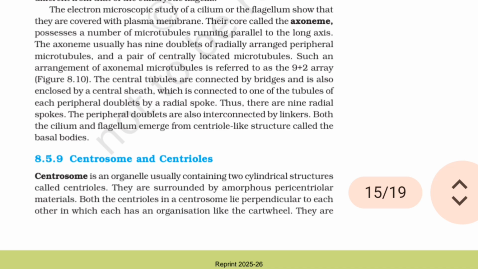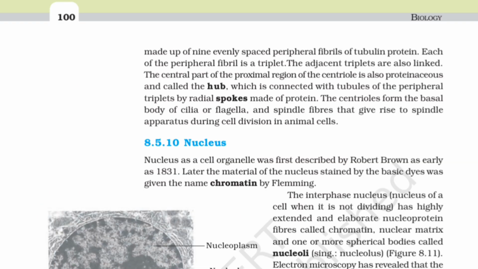They are made up of 9 evenly spaced peripheral fibrils of tubulin protein. Each of the peripheral fibrils is a triplet. The adjacent triplets are also linked. The central part of the proximal region of the centriole is also proteinaceous and called the hub. This is connected with tubules of the peripheral triplets by radial spokes made of proteins.